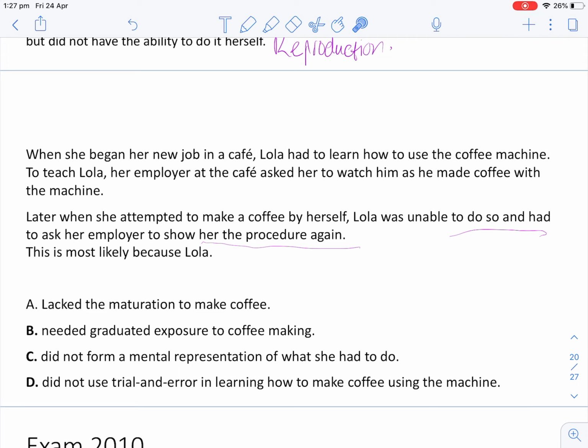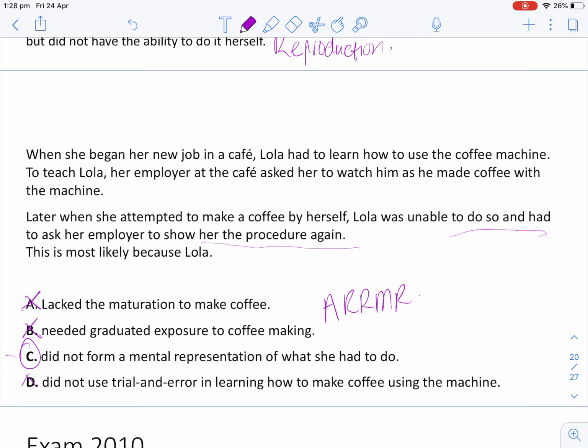So this one's quite simple in the sense that lots of these terms that are used in here don't actually relate to what we've learned about observational learning. So maturation doesn't play a part in observational learning at this stage. She didn't need gradual exposure, but instead needed to follow those steps. So she did not form a mental representation of what she had to do. Okay, that sounds pretty good. And she didn't use trial and error learning. So trial and error learning in this situation relates more to operant conditioning, not observational learning. So this makes the answer C.